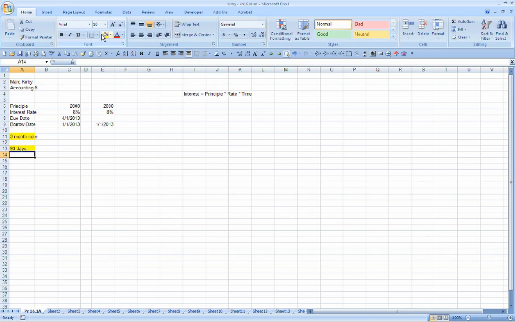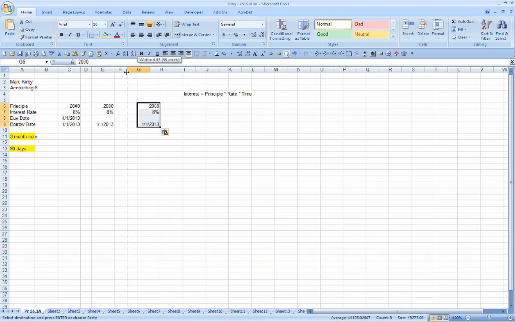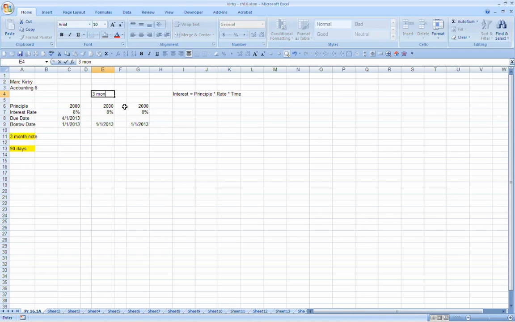Is a 3-month note the same as a 90-day note? I hope everyone is going, no, they're not. Remember, some months have 31 days. One month only has 28 or 29. So 3 months can be a lot different than a 90-day note. Let's show you the difference. I'm going to copy this, and I'm going to plug it here. And this can be our 3-month note, and this is our 90-day note.